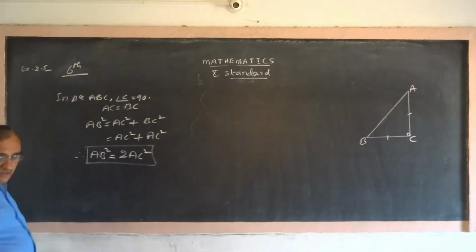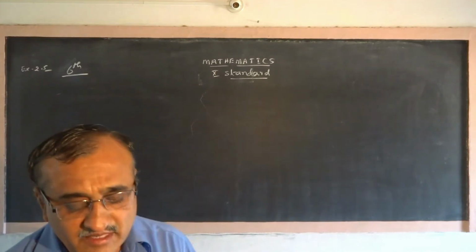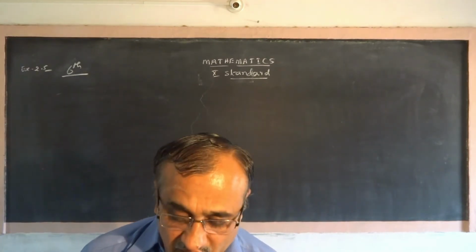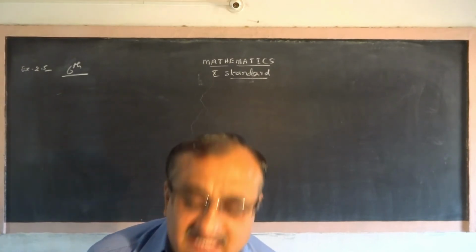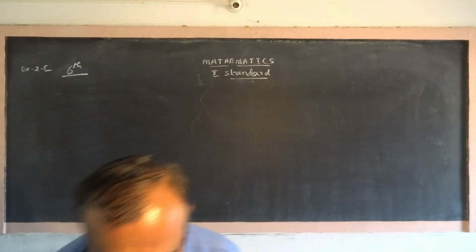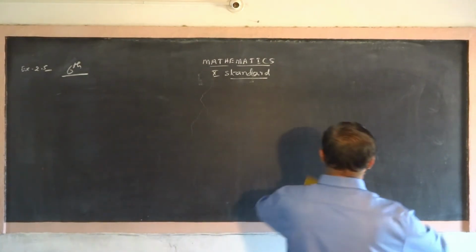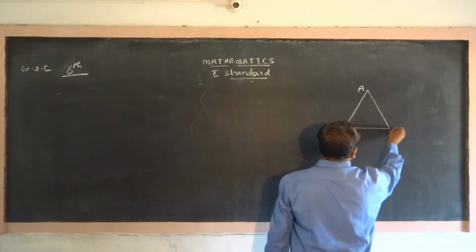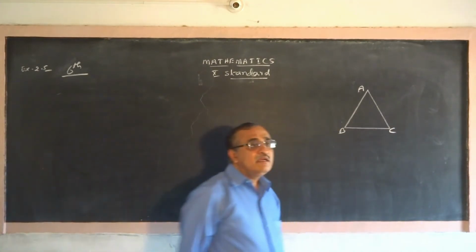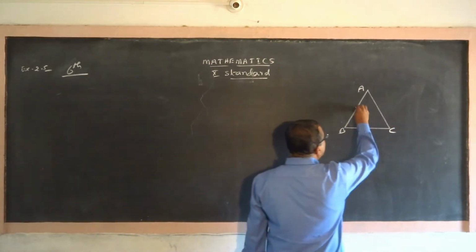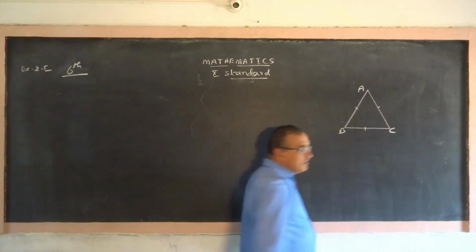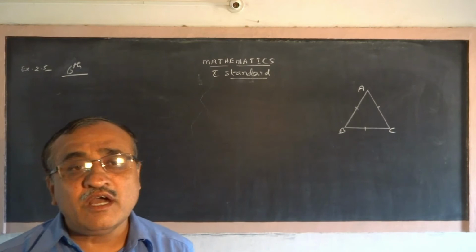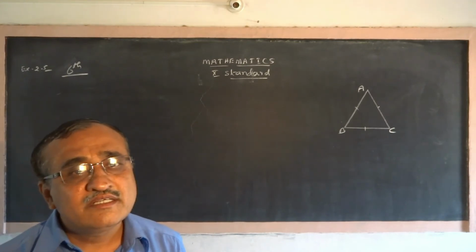Write down the sixth one. See what is there in the sixth one. ABC is an equilateral triangle of side 2A. Find each of its altitudes. Yes? It's an equilateral triangle. Draw an equilateral triangle. ABC is an equilateral triangle means all the three sides are equal. ABC is an equilateral triangle. You are required to find out what?